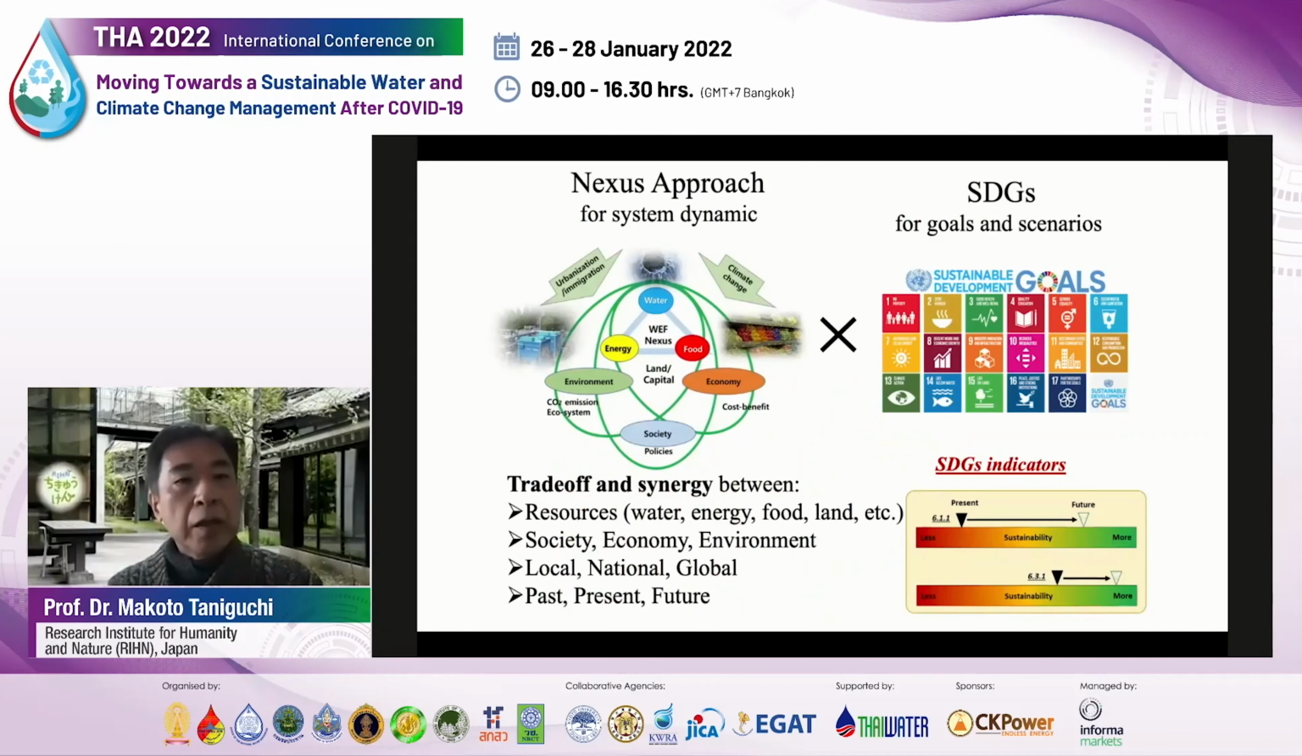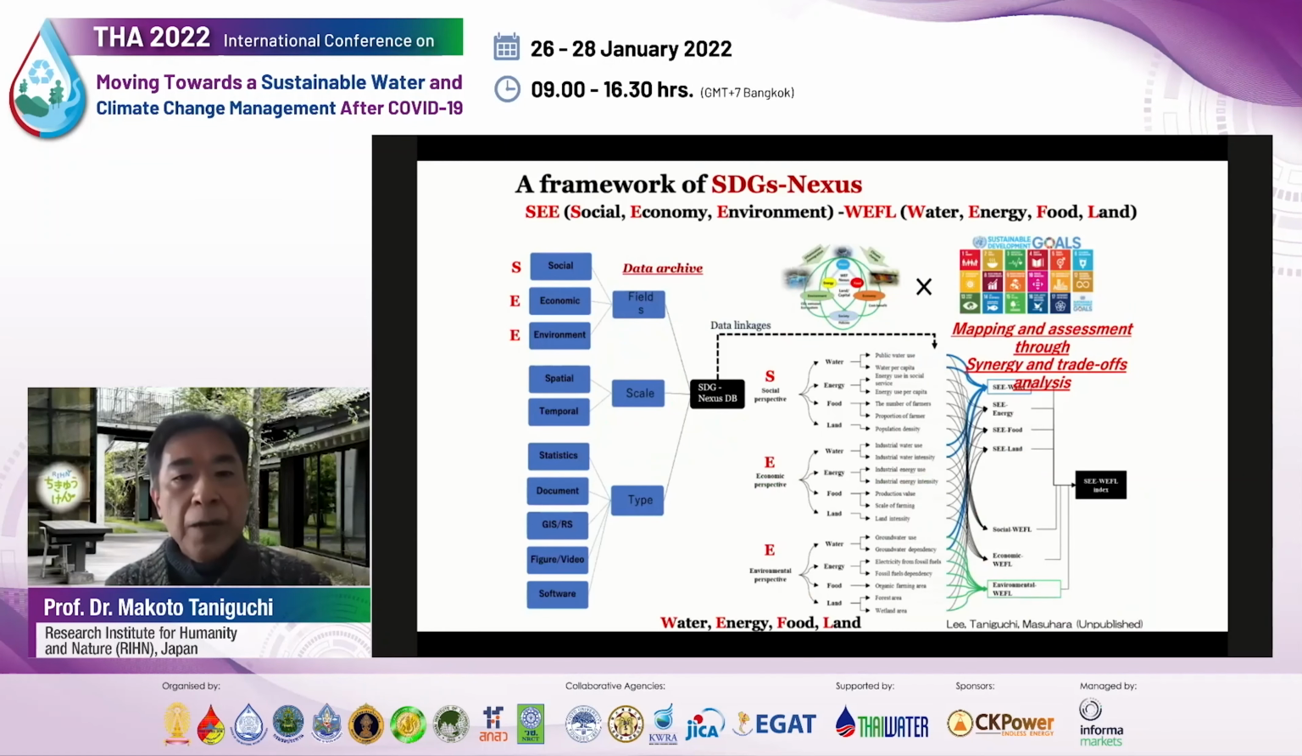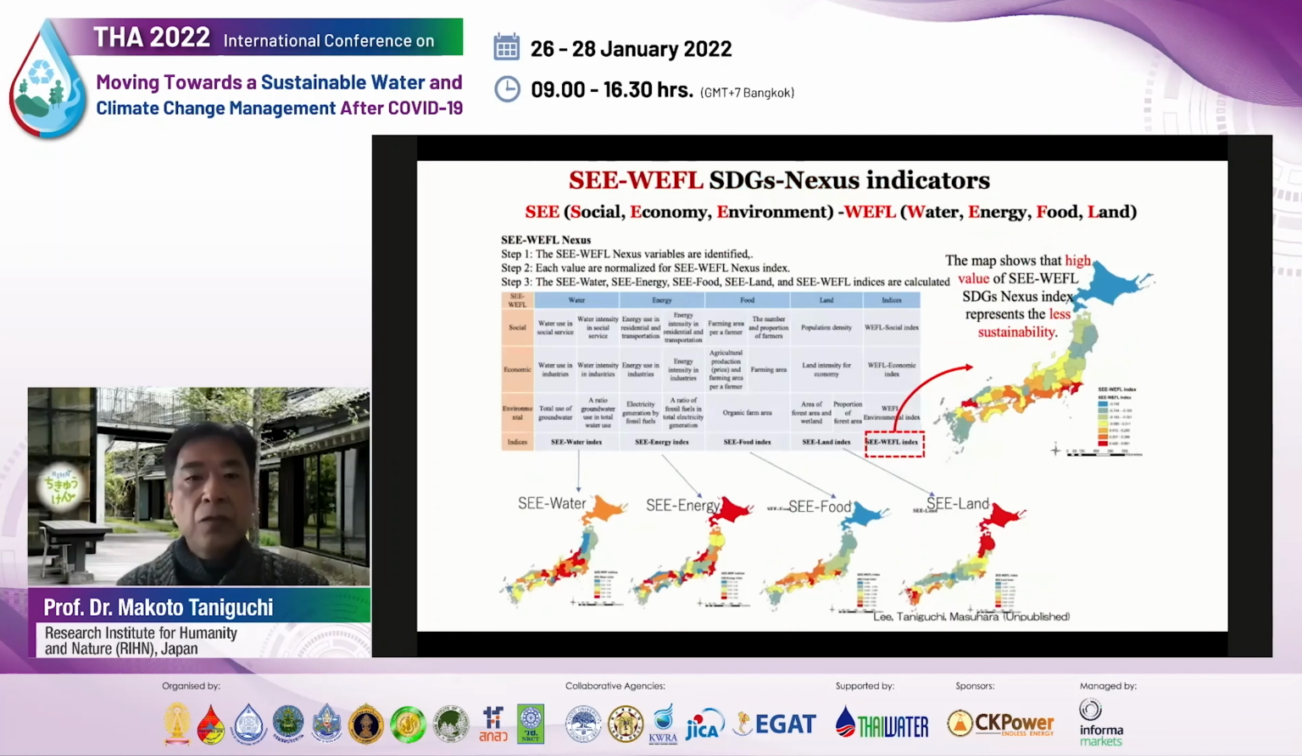So we adopt a nexus approach with system dynamics, and we care about the trade-off and synergy between resources, including groundwater, and society, economy, environment, local, national, global, and past, present, future toward the SDGs. We collect all types of data related to social, economy, environment, food, energy, water, and climate change data too. Then we made the indices showing how much they relate to the SDGs.